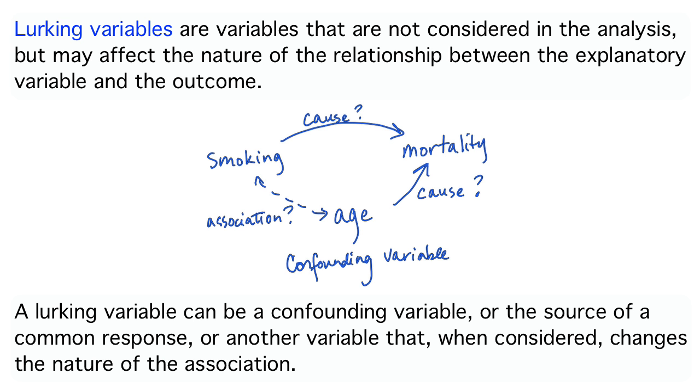Controlling for confounding variables is a difficult part of the analysis of any statistical study. In another video, we'll talk about the use of experiments to mitigate the possibility of confounders.